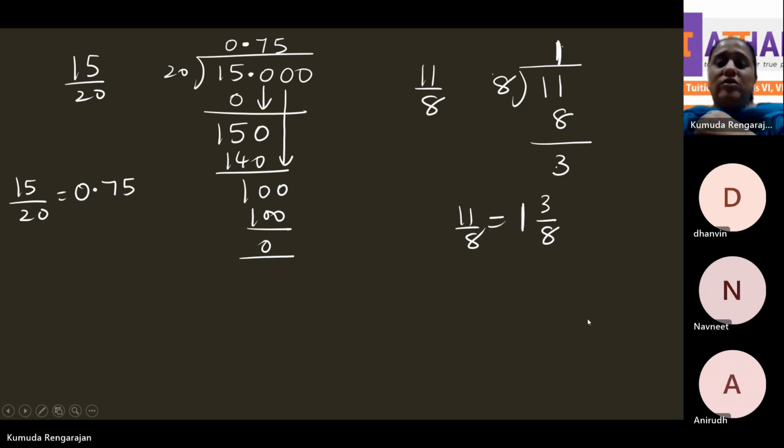So 11 by 8 is an improper fraction and it can be written as 1, 3 by 8. This is the mixed fraction.